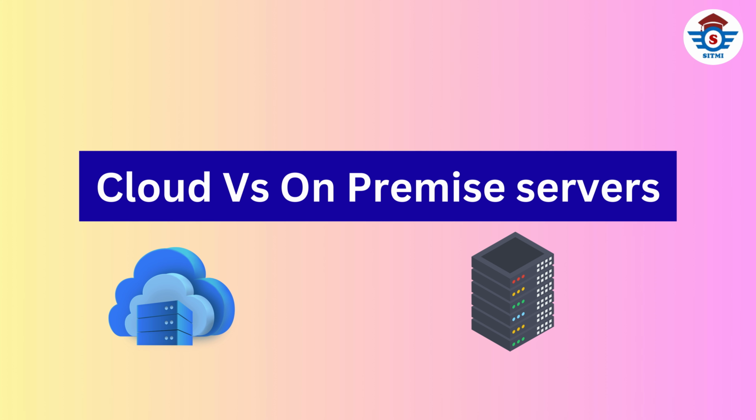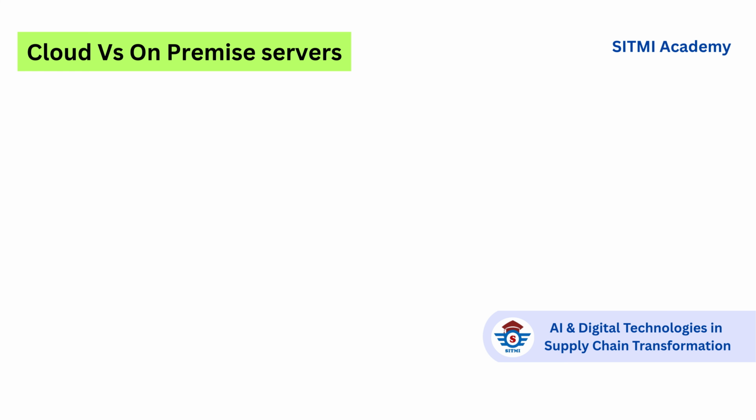Now, how is cloud different from on-premise servers? On-premise servers are hosted and maintained at a company's own facilities. Companies are responsible for hardware, software installation, maintenance, upgrades, and security. Cloud platforms, on the other hand, are hosted on the provider's infrastructure and accessed over the internet. The vendor manages updates, scalability, security, and uptime.